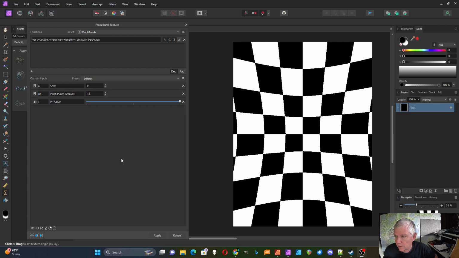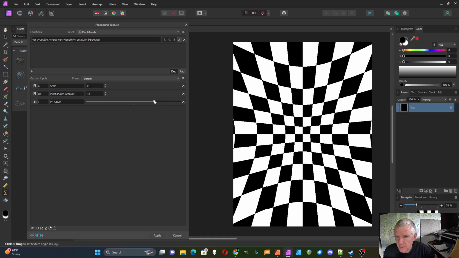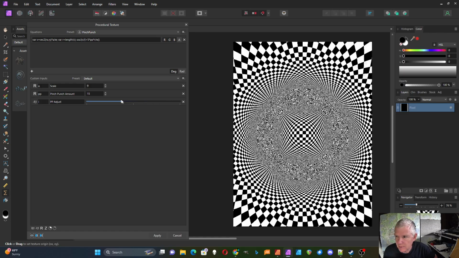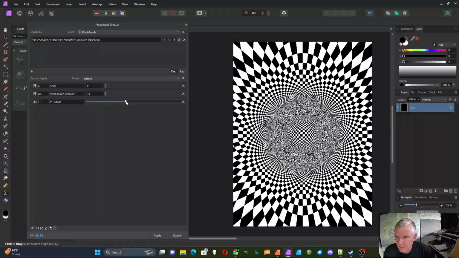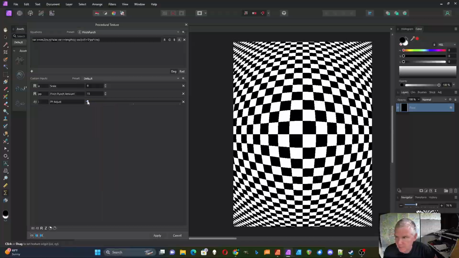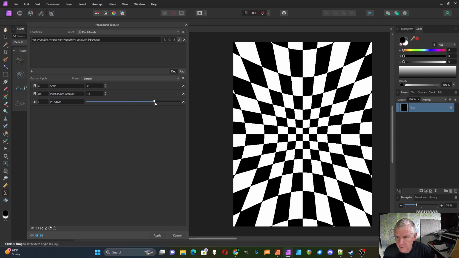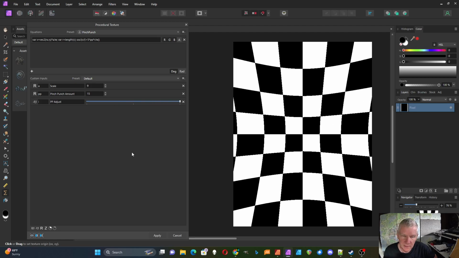I was looking for a way to create a pinch punch effect with a procedural texture, and I came up with this one. It does a pretty good job. You can sweep this down, and then it does this wild thing as you pass this point, and then goes up in the other direction. I'm going to go over how I came up with this formula.